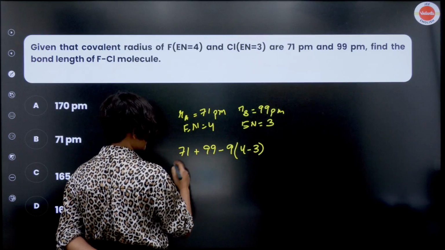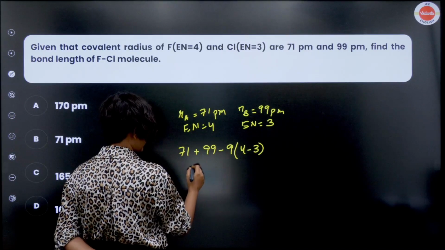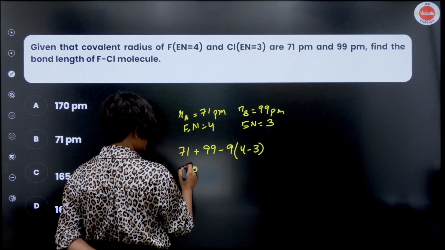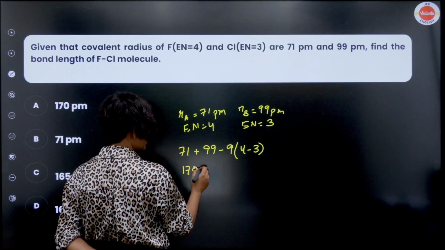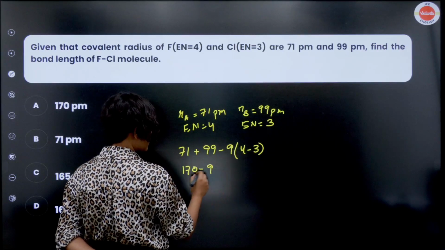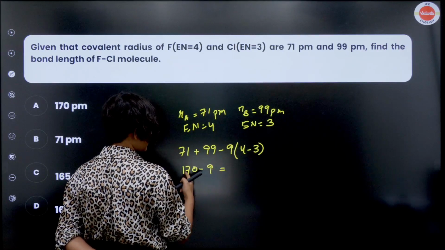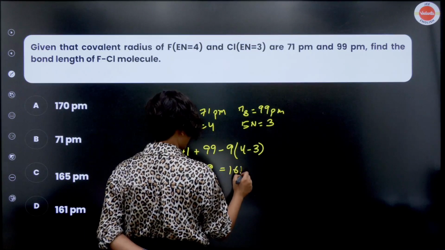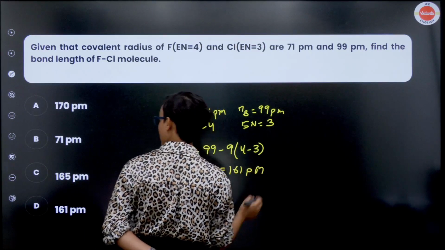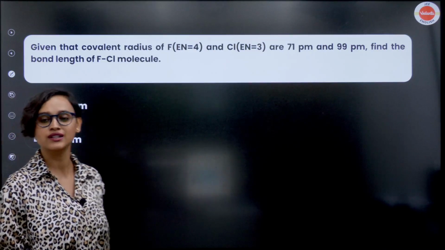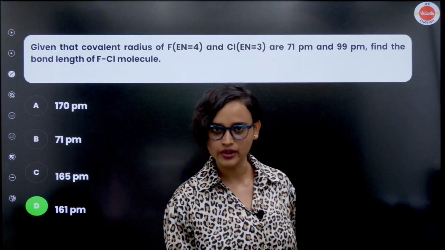So 71 plus 99 will be 170, minus 9, and 4 minus 3 is definitely 1. So 170 minus 9 is equal to 161. That means option D is the correct answer. Yes, option D is the correct answer. Very simple, very easy, right?